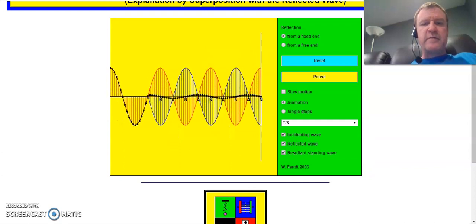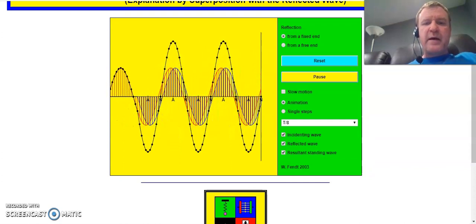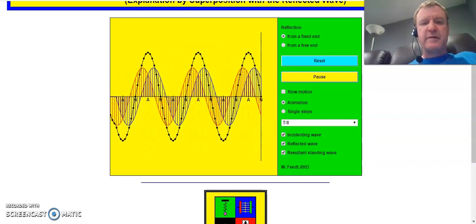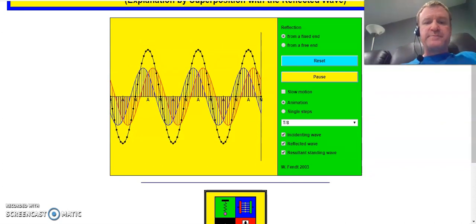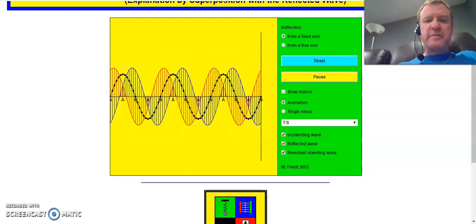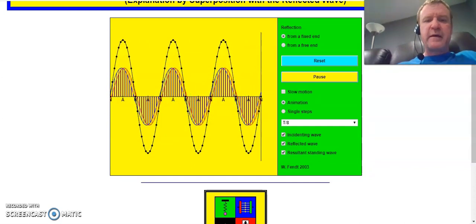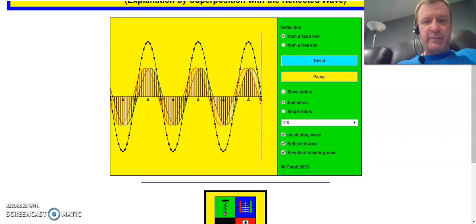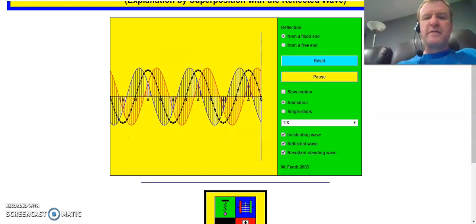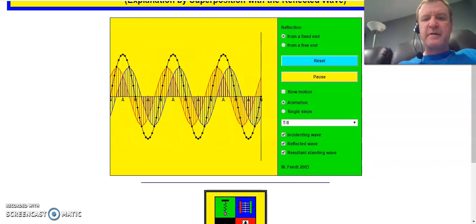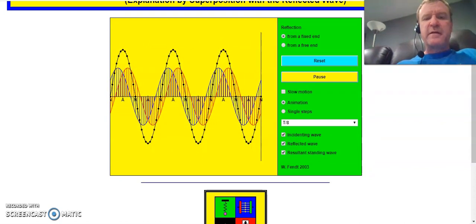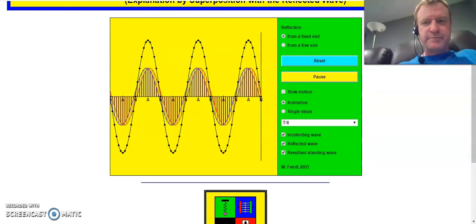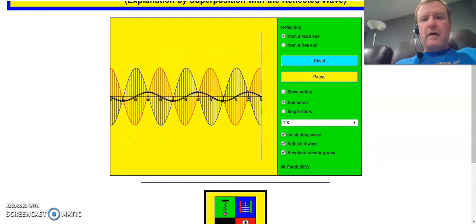Okay, we're getting close to the end. So you see, again, the black is what we're going to see. That is the rope, that is the spring, whatever it is that we're using here. But you see, it doesn't look like it's moving back and forth. It's just kind of bouncing up and down like that. That's a standing wave. Okay, the red and the blue are the energies that are moving. Again, the red is the incident energy, the blue is the reflected energy, and then you've got constructive and destructive interference like that.